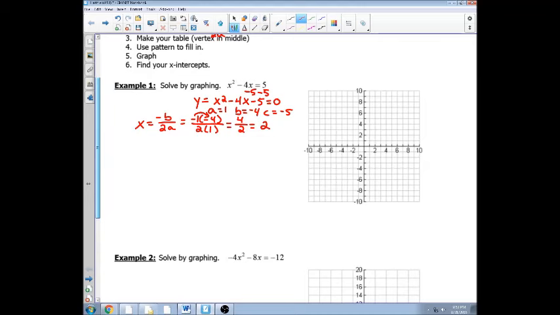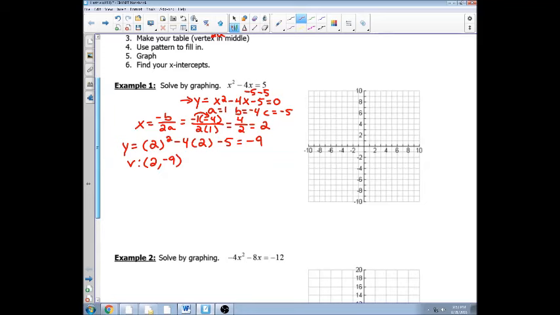Now I need to plug that 2 back in the equation to find my y. So y would equal, I'm going to look at this equation right here. Everywhere I have an x, make a parenthesis like we have done in the past. Plug 2 in the parentheses. Type that straight through in your calculator, and you end up with negative 9. So my vertex is 2, negative 9.